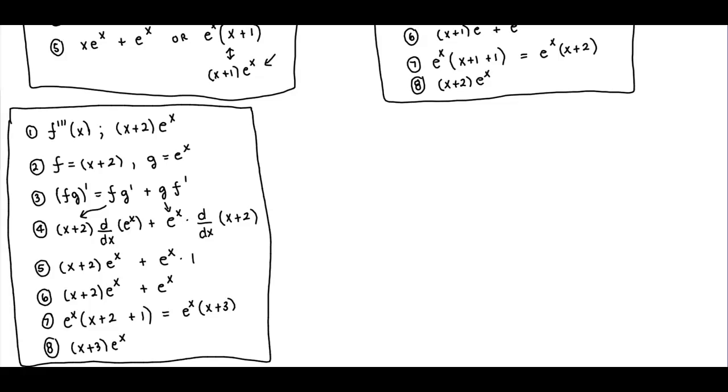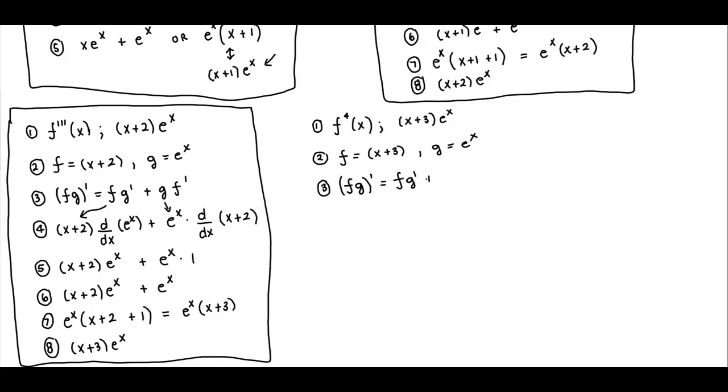Okay, now let's find the fourth derivative. So for the fourth derivative of x e to the x, we're going to use the new derivative, which is x plus 3 times e to the x. And again, in step number 2, we're going to let f equal x plus 3, and we're going to let g equal e to the x. And then using prime notation, (fg)' is going to equal f times g prime plus g times f prime. So now we know that f in this problem is x plus 3 times the derivative with respect to x of e to the x, plus we have g, which represents e to the x, times the derivative with respect to x of f, which is x plus 3.